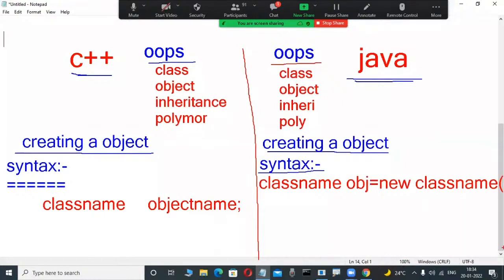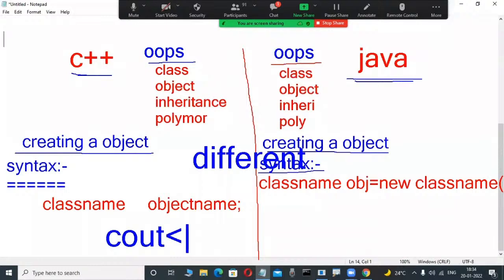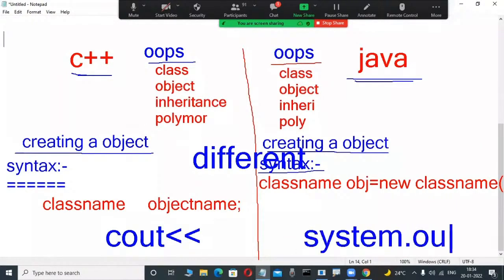That's why these two languages are syntactically different or same? Different. Syntactically different. Conceptually, OOPS concepts are the same, but syntactically different. Functions are also totally different. Suppose in C++ I want to display output, cout is a function, streaming output only. And in Java, what is the function? System.out.println. That's why they are syntactically different, and functions are also totally different in these two object-oriented languages.